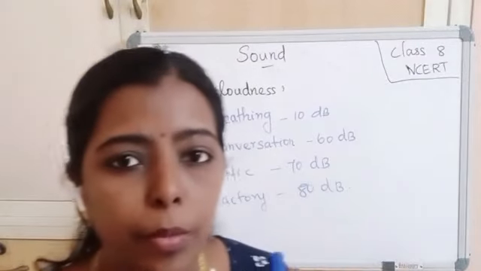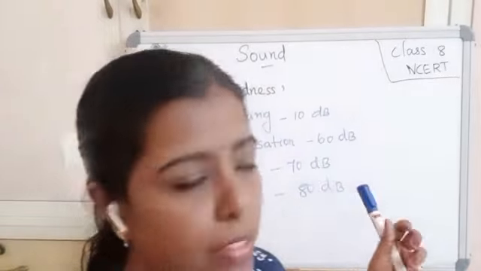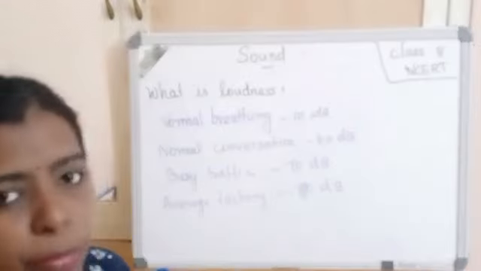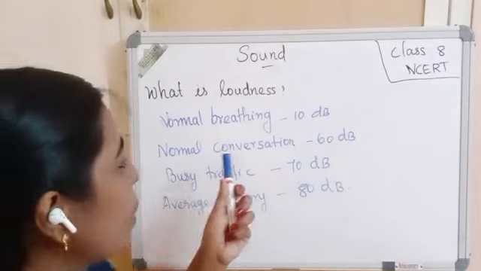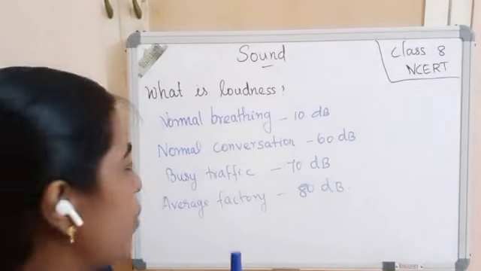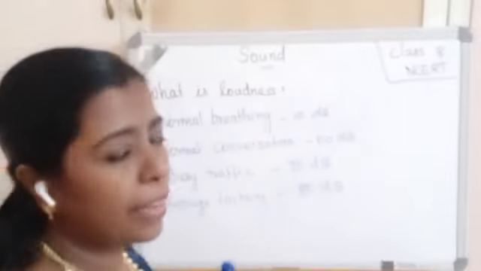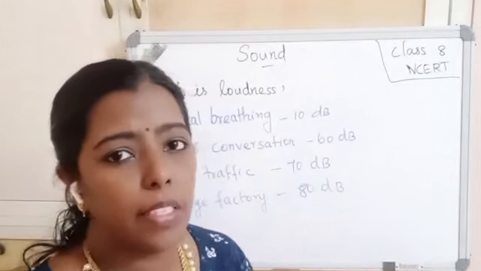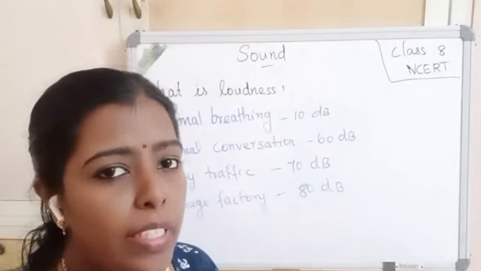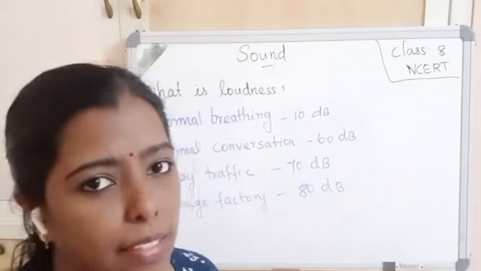Some of the typical sound levels in decibels are given in this table. Normal breathing is 10 decibels, normal conversation is 60 decibels, busy traffic is 70 decibels, and average factory sound is 80 decibels. Above this 80 decibels, it makes noise, and that noise becomes more painful to our ears.